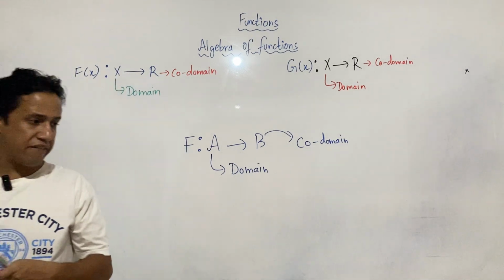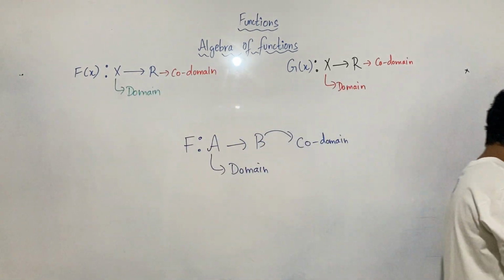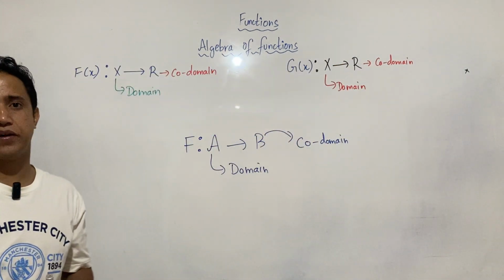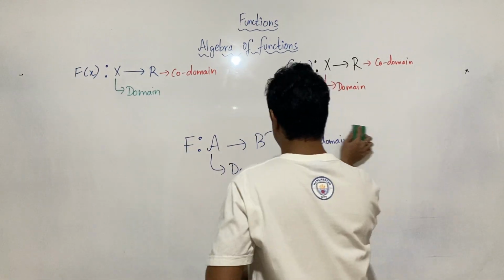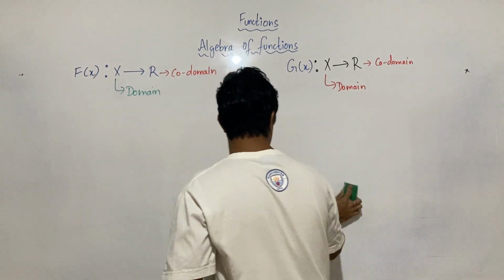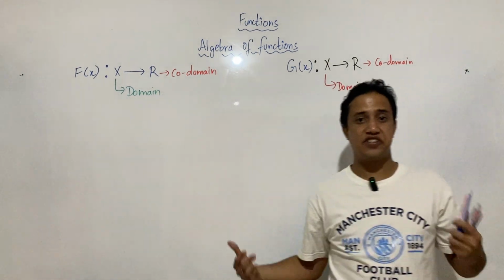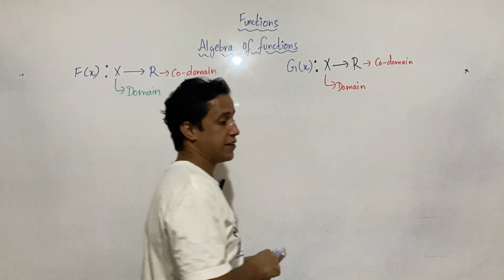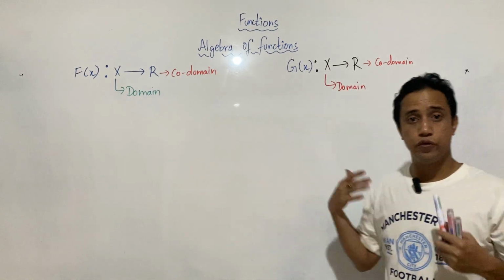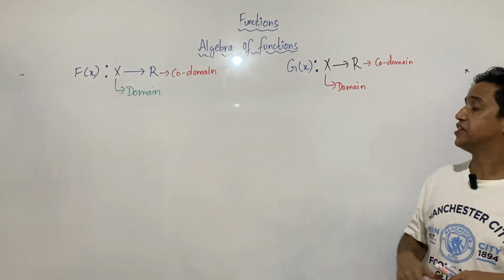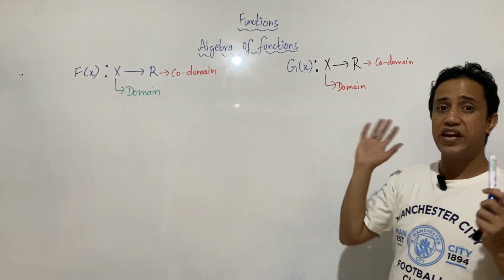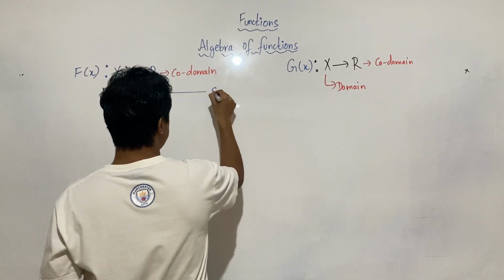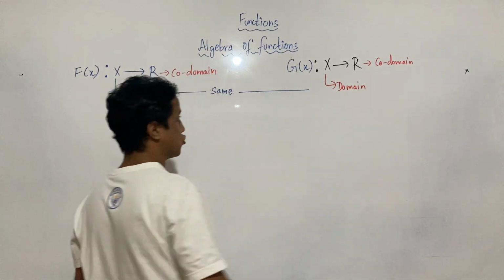Now, I have told you before that the codomain is of no significance to us. Why? Because we cannot predict the codomain. If someone asks you to find the codomain of any given function, it is very hard, impossible. Why? Because the codomain has to be defined by the person who is setting the question. Here we are more interested in the domain. If you look at both these functions, you can see that the domains are the same.